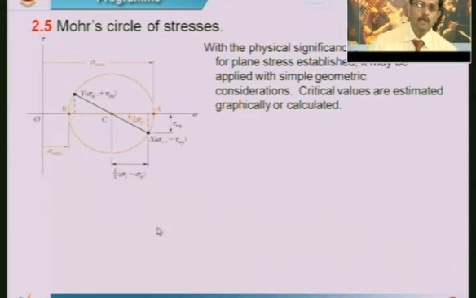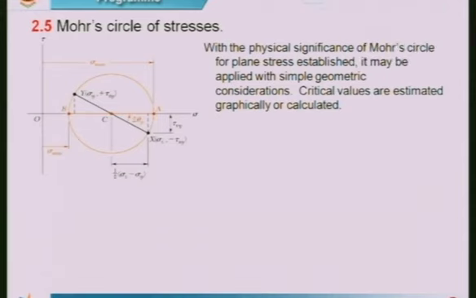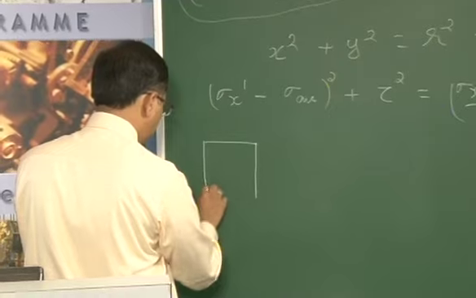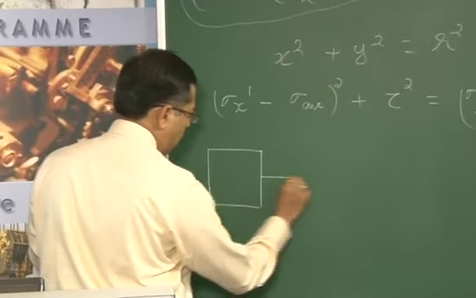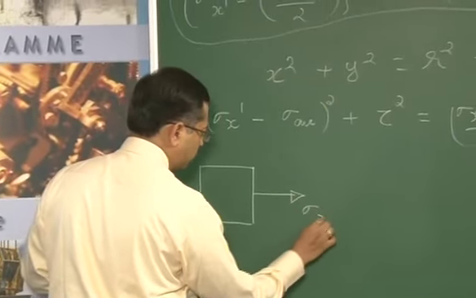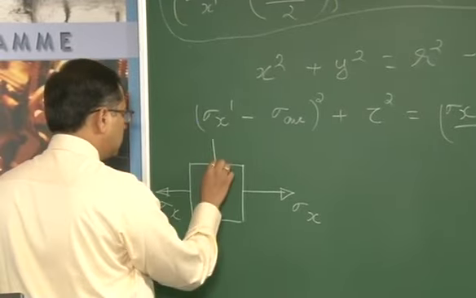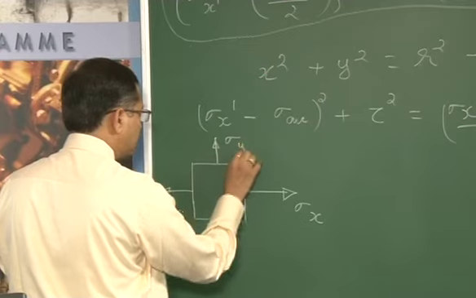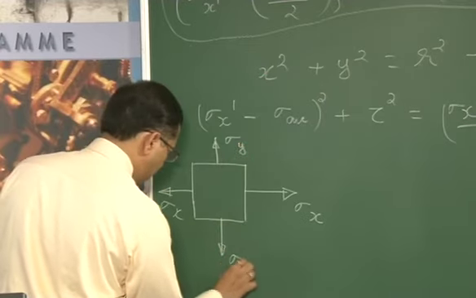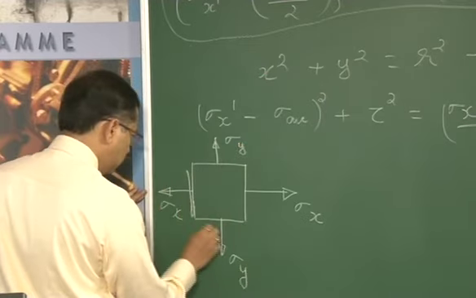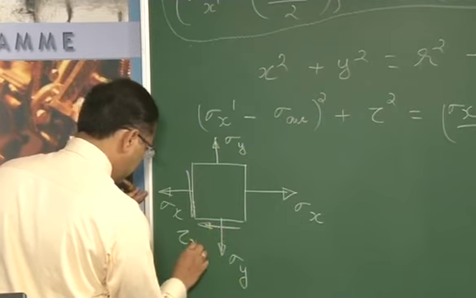Now how do we get this for a normal stress block? Let us take a normal stress block as we had done earlier. So the stress block has sigma x, with the positive sign, which is tensile in nature. Then sigma y is also taken as positive, and we had taken tau xy as indicated here.